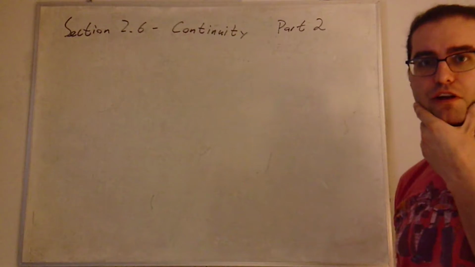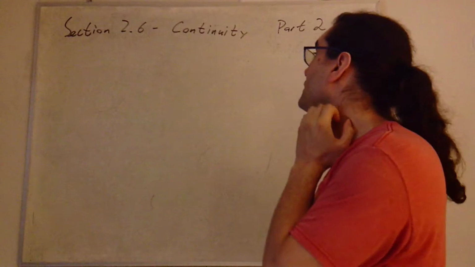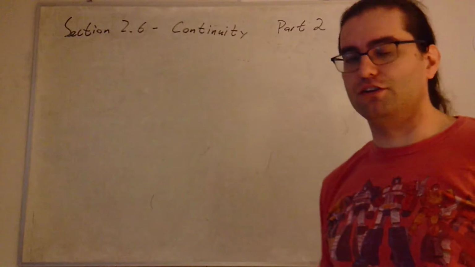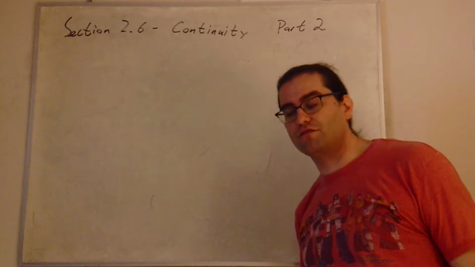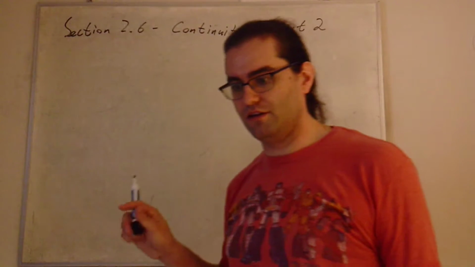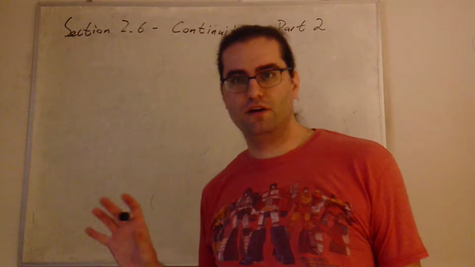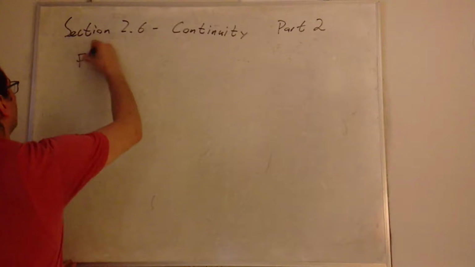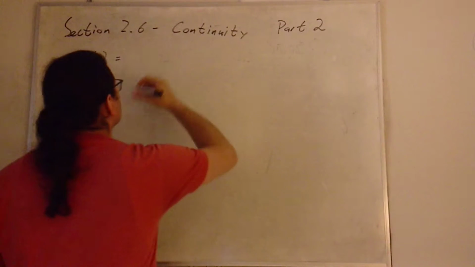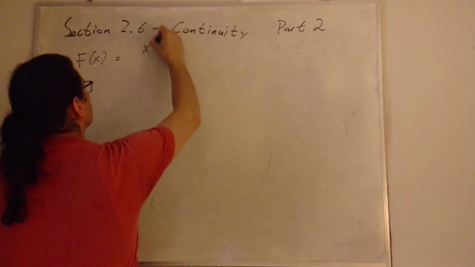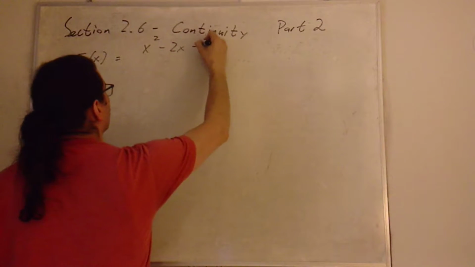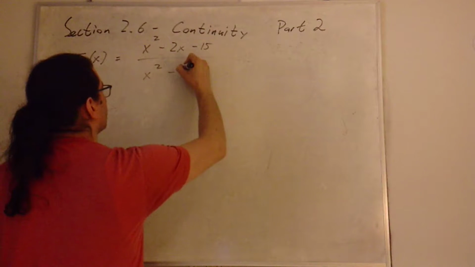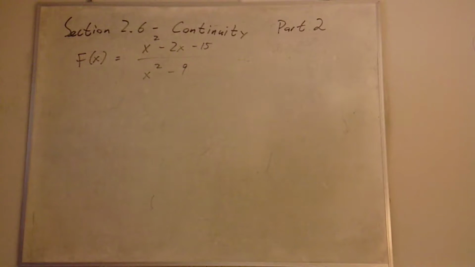This is part 2 of our video about continuity, and in this version we're going to be talking about continuity analytically, or how to find continuity analytically without any graphs involved, just using the equation or the formula of a function. For this, we're going to just start with a function. Let's say f of x equals x squared minus 2x minus 15 over x squared minus 9. This seems like a good one.